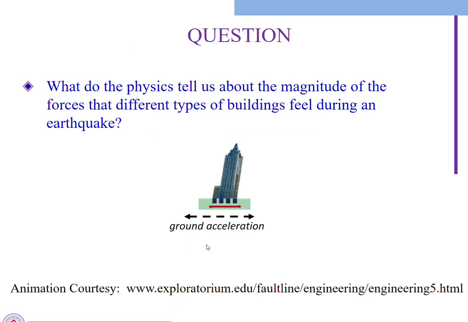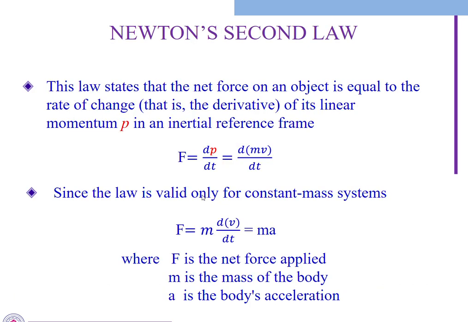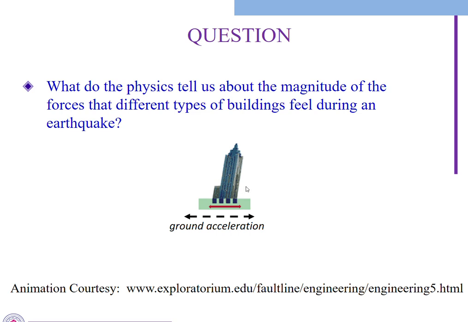Similarly, we have another equation. What does the physics tell us about the magnitude of the force that different types of buildings feel during an earthquake? When we apply the ground excitation in one direction, with ground acceleration in this direction, the body will move in the opposite direction. The moment it does, an inertial force will be generated in the body. This is regarding the force during an earthquake, or force during dynamic excitation.